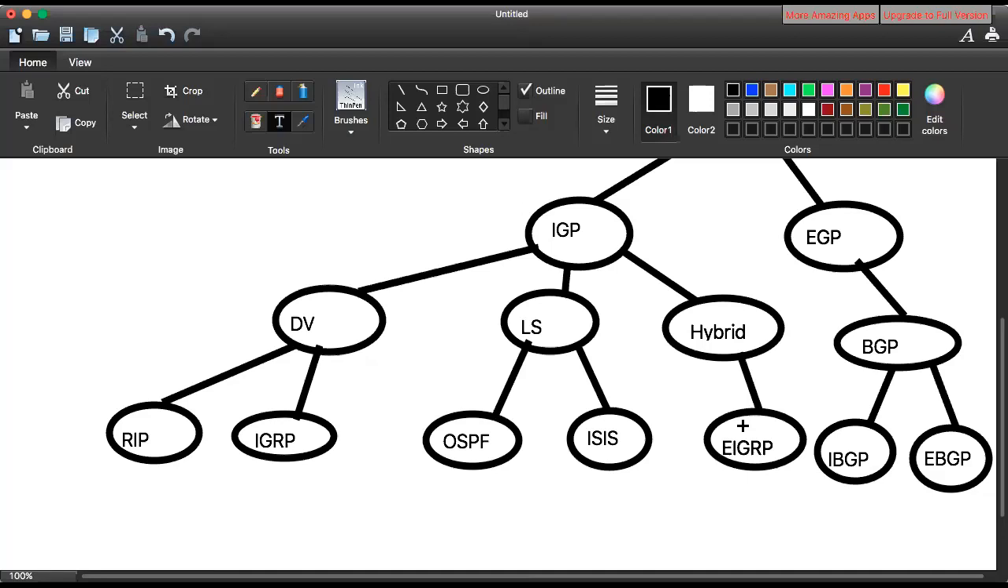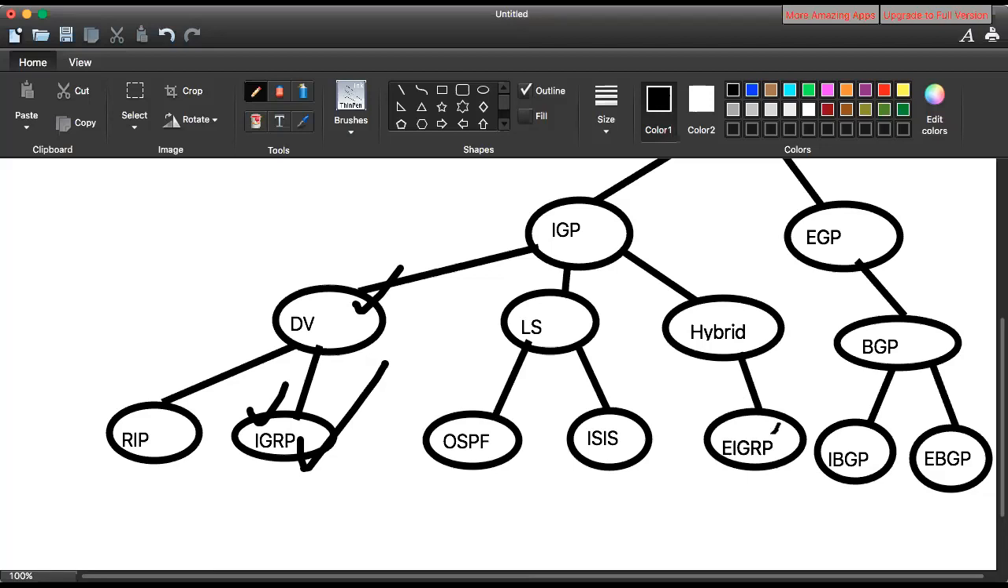Apart from that, why is EIGRP called the enhanced interior gateway routing protocol? Because IGRP, you see, we have IGRP here as well. So they ask why EIGRP is enhanced. Obviously, EIGRP is the enhanced version of IGRP. EIGRP has been introduced by taking from IGRP, so most of the characteristics of IGRP are there in EIGRP. That's the reason why it is a combination of distance vector and link state.